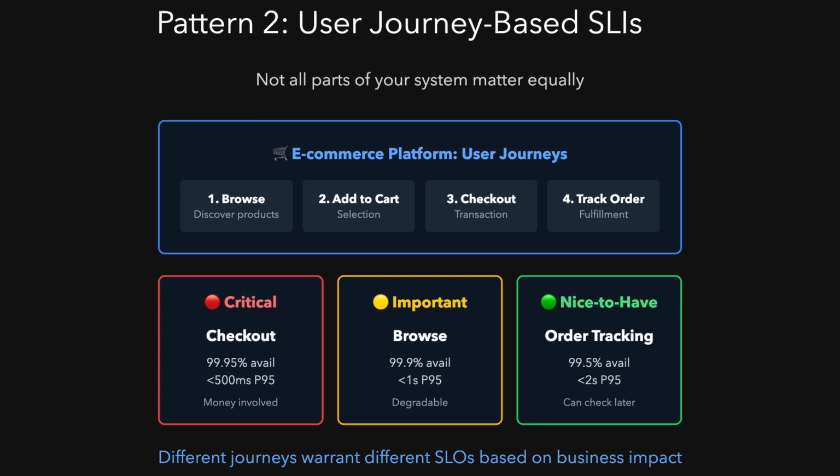If your product browse service goes down, users can still check out items already in their cart. Annoying, but you don't lose transactions. If checkout goes down, you lose revenue by the second. Every minute of downtime is measurable in dollars. So different journeys warrant different SLOs based on business impact.